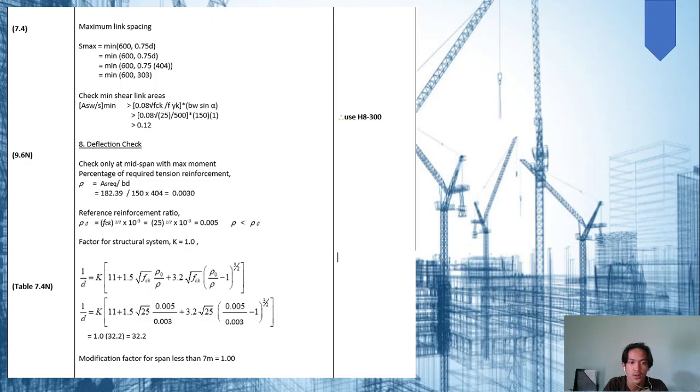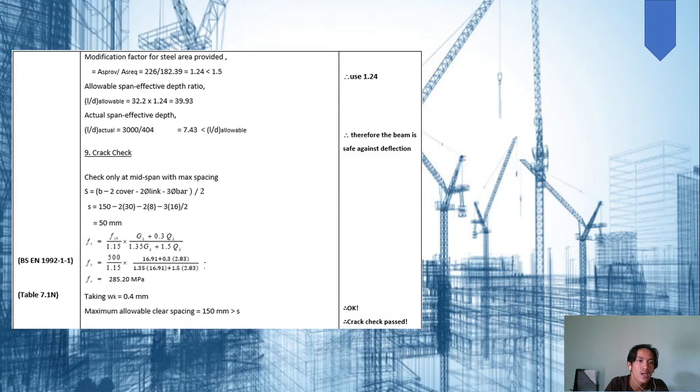So factor for structural system is 1. And then we calculate the LD allowable, we get 32.2, and then at LD actual we get a 7.43, which is less than LD allowable, so the beam is safe against deflection.